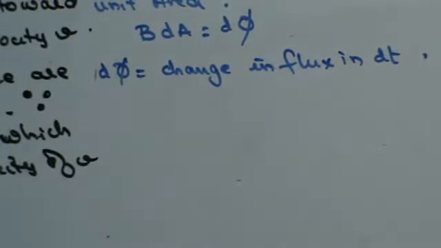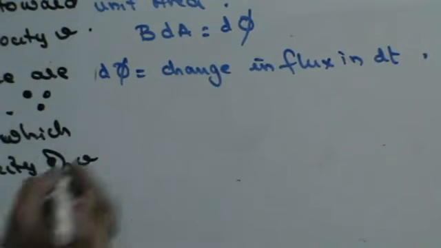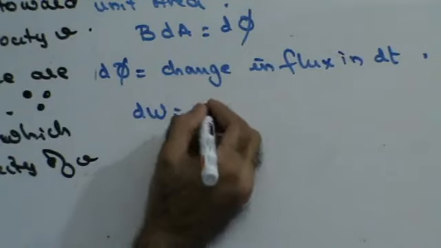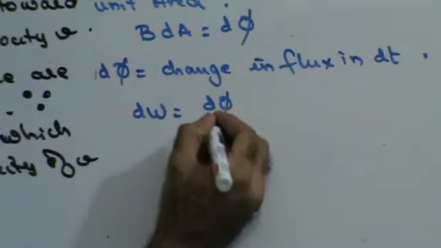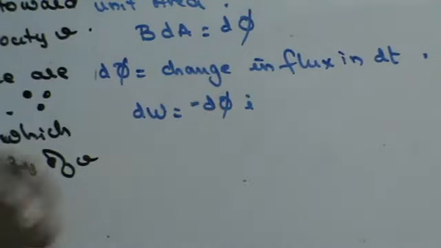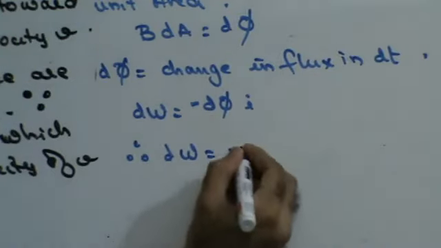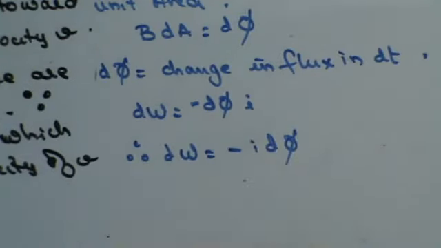Right? So if I substitute this here, I'll get dW is nothing but B into dA, which can be written as d phi into I with a minus sign. So I can say that dW, the work done, is minus I d phi. That is the work done in moving the metallic frame.